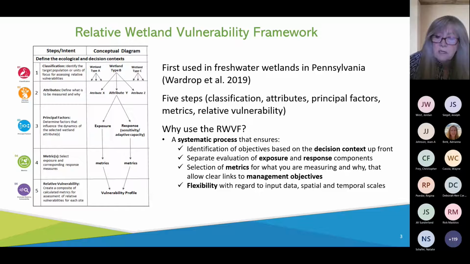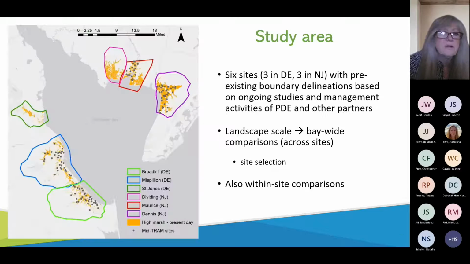Despite this structure, the framework really is flexible in terms of the kinds of data you can use as inputs, as well as the spatial and temporal scales at which you can work. This is our study area, the Lower Delaware Bay. We looked at 6 sites, 3 in Delaware and 3 in New Jersey, where the boundaries of these sites really represent areas where PDE and their partners already had study and management interests.